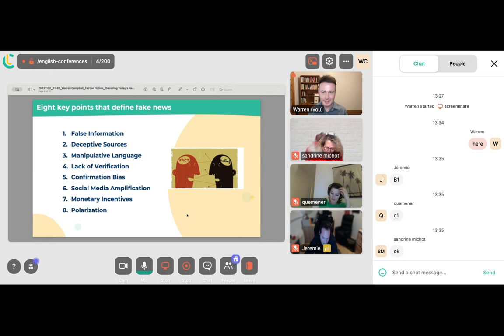Now, key points that define fake news. First and foremost, false information. I think that one speaks for itself. Deceptive sources. Manipulative language. Lack of verification. Confirmation bias. Social media amplification. Monetary incentives and polarization.